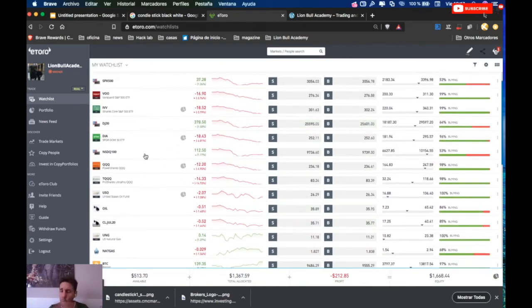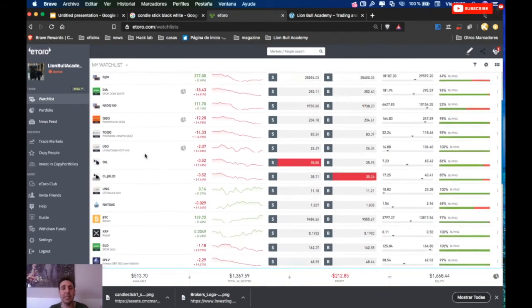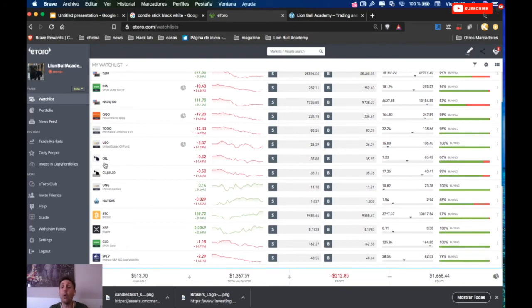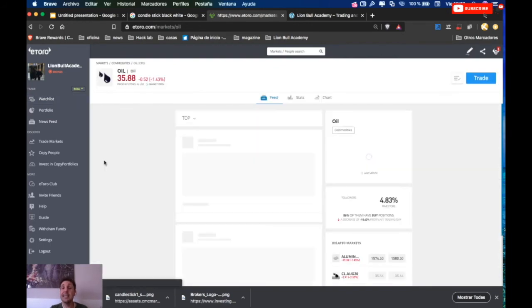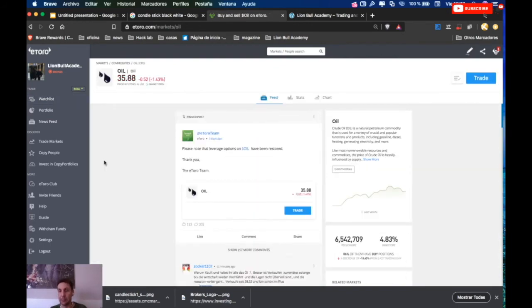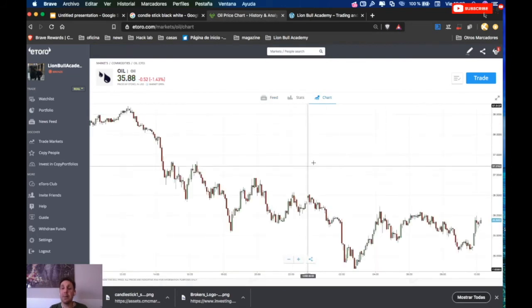You can change which one you want, but let's take an example. For this example, I'm going to choose oil. I click on oil, then on this next page I go to number 3 where it says chart or graphic, depending on your language. You click on chart and your chart will appear here.